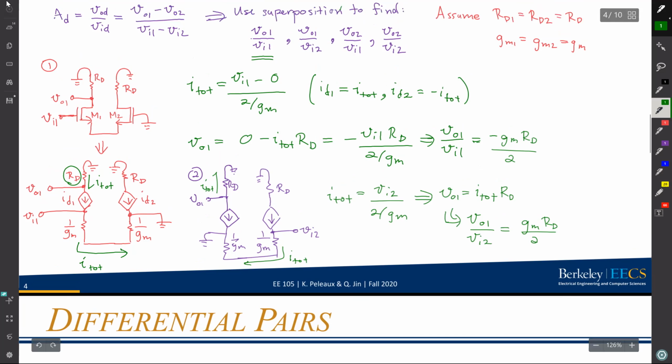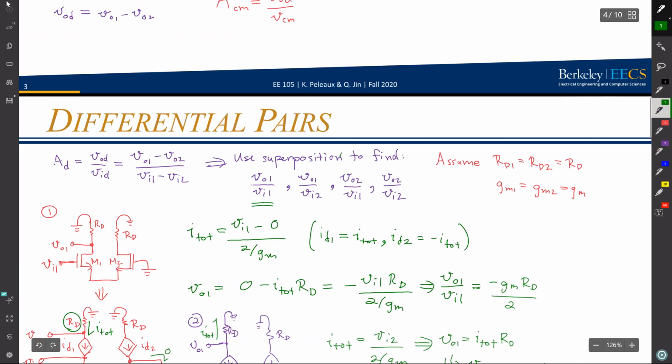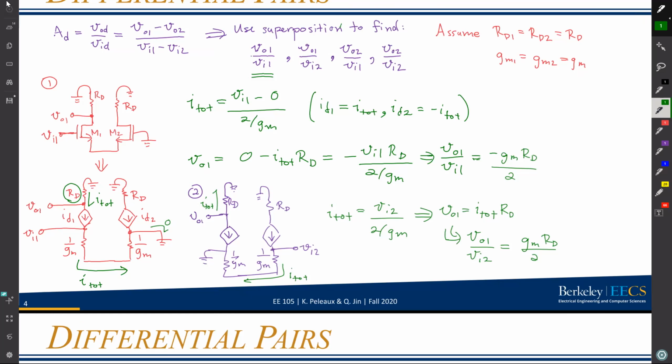So one thing I should explain is the reason there's no current flowing into this ground node here is because I know that I'm going to have equal and opposite drain currents in these transistors. If I look back at my original circuit, if I have VI1 here and ground here, that basically means that the gate to source voltage of M1 is going to be VI1 over 2.